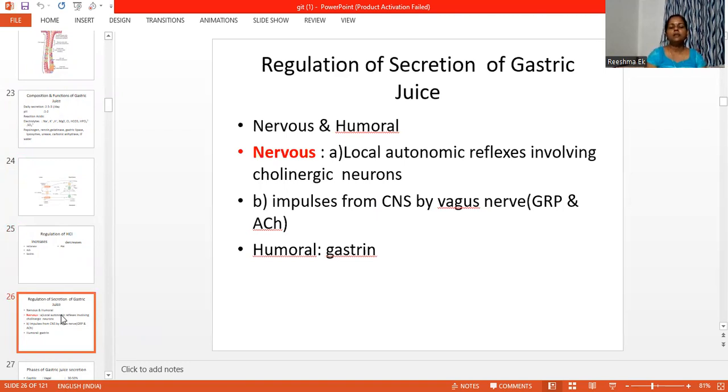The next is the regulation of secretion of gastric juice. It is regulated by both neural regulation and hormonal regulation. Neural regulation, or nervous regulation, is by local autonomic reflexes involving cholinergic neurons and impulses from the CNS by the vagus nerve, GRP, and acetylcholine. And humoral regulation is by a chemical called gastrin, which is secreted from G cells.